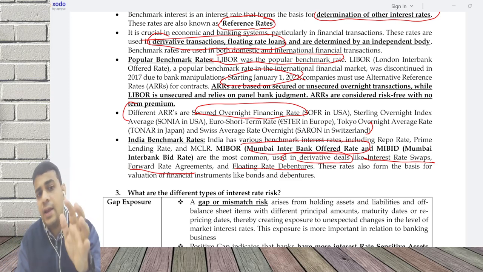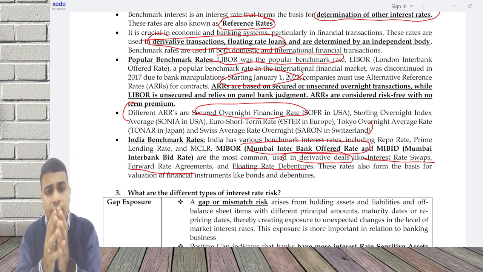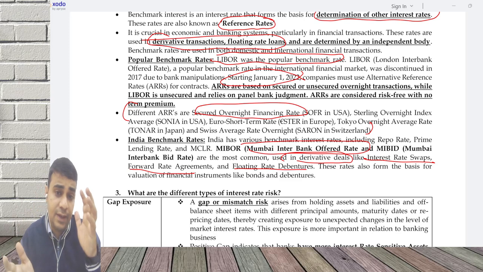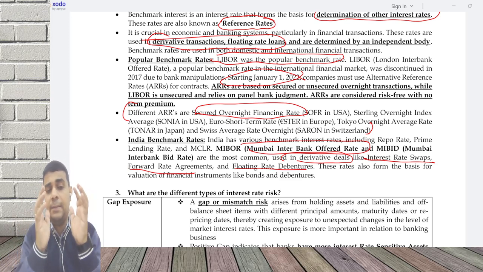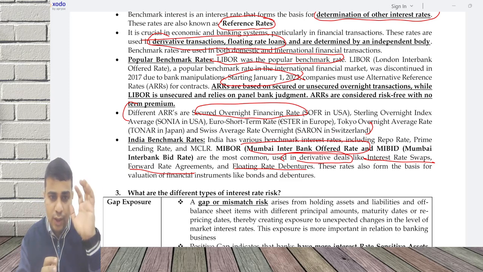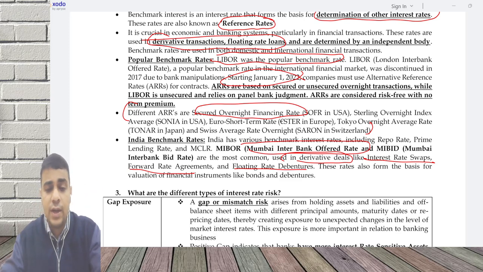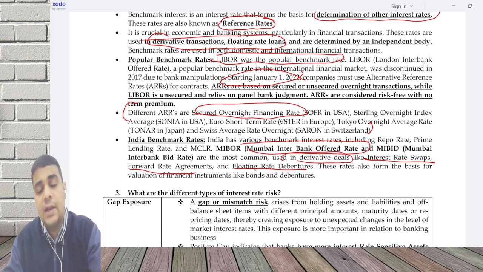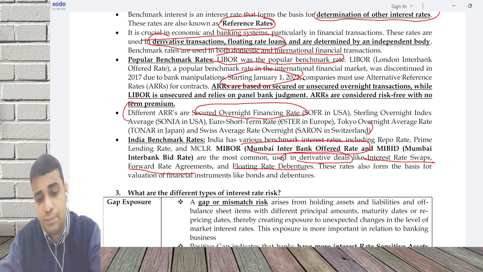Interest rates can go up because of RBI transactions, can go down. We learned how interest rates are determined. So if interest rates are going up, either my debit side of P&L or credit side of P&L will be impacted, which ultimately impacts my profit. So I don't want debit and credit side to be impacted. That is what you will have to keep in mind. Now, what is gap exposure? Gap exposure is basically mismatch risk. What is mismatch risk?